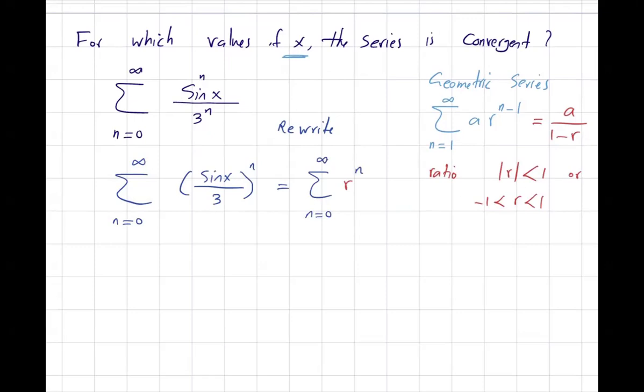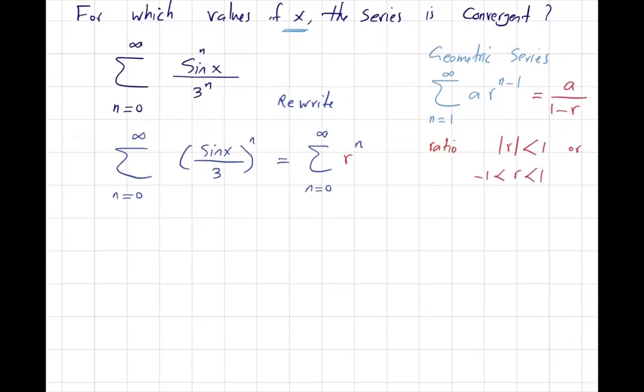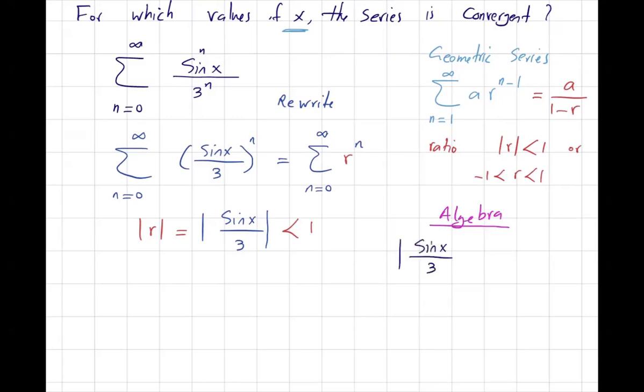So you have your ratio. Ratio is equal to r. The absolute value of r is equal to the absolute value of sine x divided by 3, and it must be less than 1, so you get a convergent series. Let's do a little bit of algebra, everyone. So far, we know that the absolute value of sine x divided by 3 is less than 1.